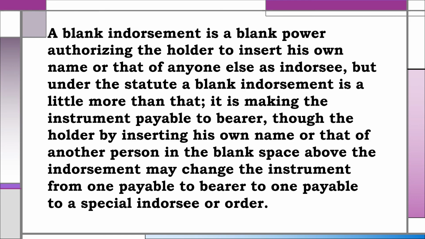A blank endorsement is a blank power authorizing the holder to insert his own name or that of anyone else as endorsee, but under the statute, a blank endorsement is a little more than that. It is making the instrument payable to bearer, though the holder, by inserting his own name or that of another person in the blank space above the endorsement, may change the instrument from one payable to bearer to one payable to a special endorsee or order.